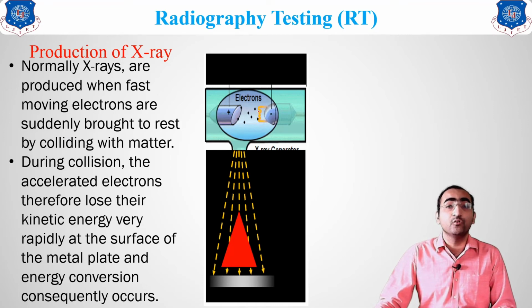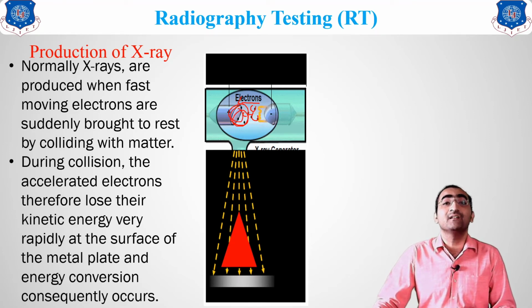So due to the high voltage, electrons are generated. These electrons move towards the anode, which is the positive terminal. They strike on the anode. After striking, the moving kinetic energy is converted into zero.